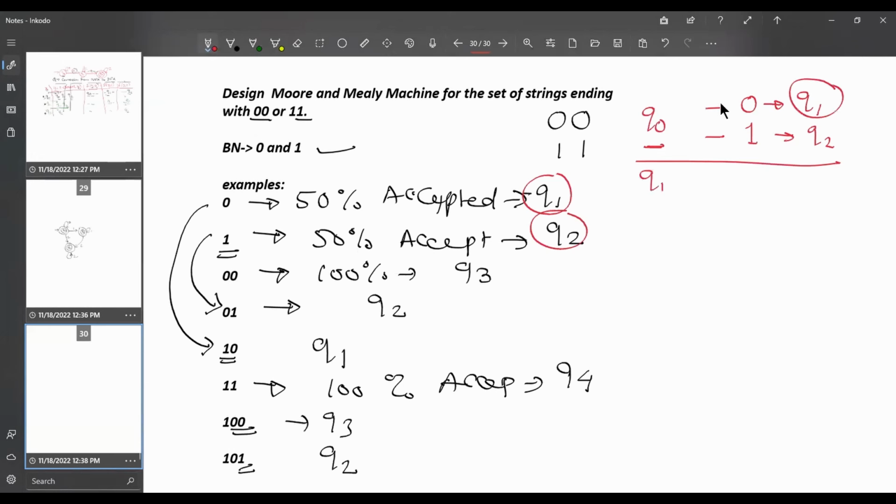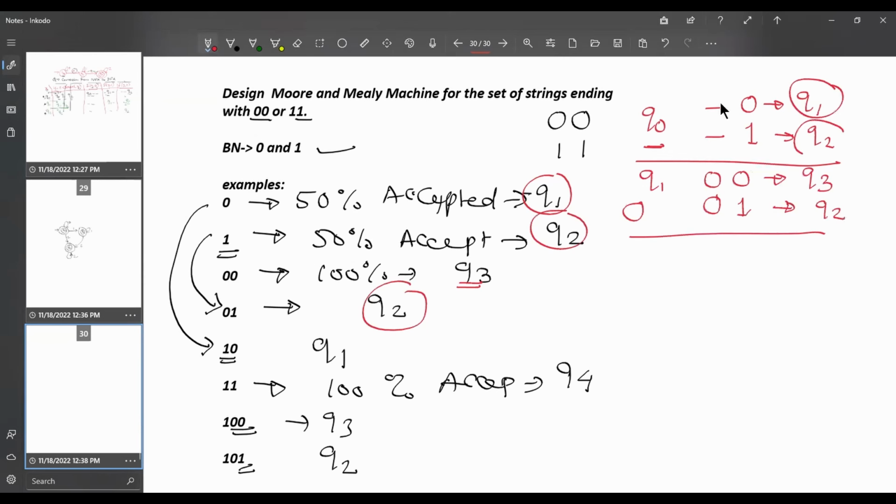Now we will take the next resultant state, that is Q1. Q1 means single 0. Your string has ended with single 0. So the previous string is 0 and the next bit can be either 0 or 1. It is making double 0. Double 0 is indicated by Q3. So the resultant state is Q3, and 01 is indicated by Q2, that is, your string is ending with 1.